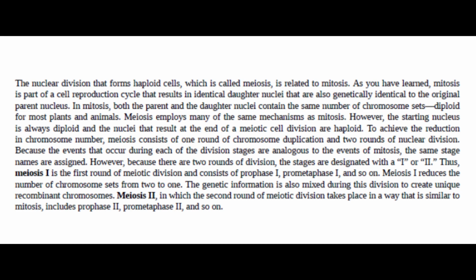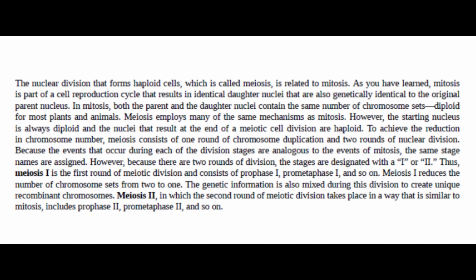In mitosis, both the parent and the daughter nuclei contain the same number of chromosome sets, diploid for most plants and animals. Meiosis employs many of the same mechanisms as mitosis. However, the starting nucleus is always diploid, and the nuclei that result at the end of a meiotic cell division are haploid. To achieve the reduction in chromosome number, meiosis consists of one round of chromosome duplication and two rounds of nuclear division.